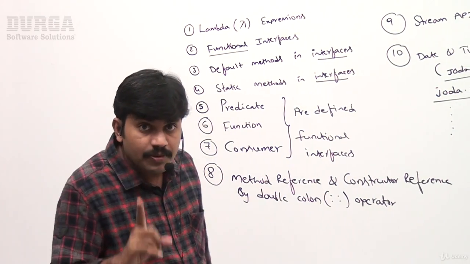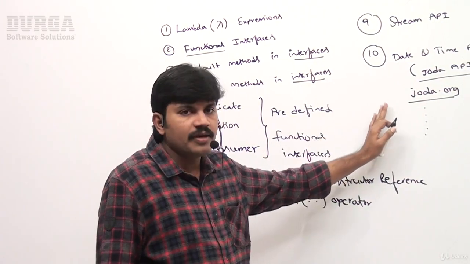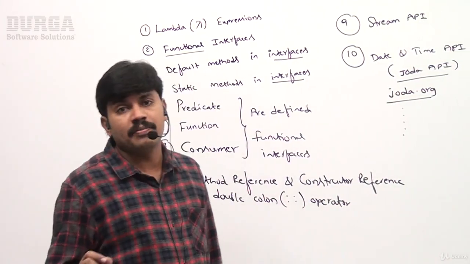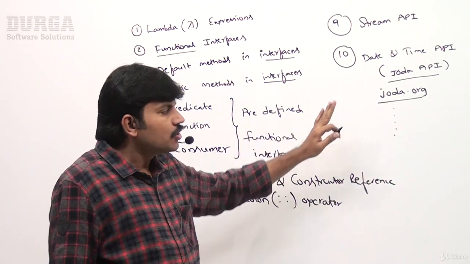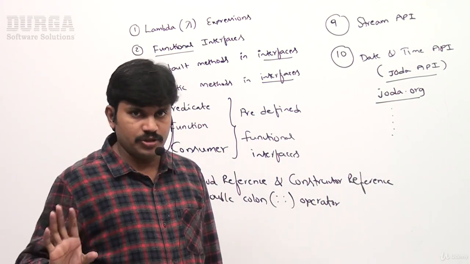Next topic, stream API. The most valuable concepts are stream API. Next, date and time API, which is also known as Joda time API, right? These are the topics that we need to discuss as part of this video series. Are you in a position to understand, right?